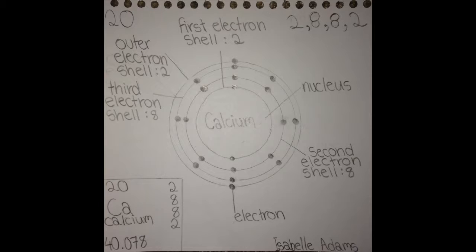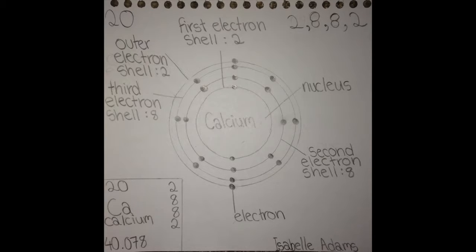Calcium has a first electron shell with 2 electrons, a second with 8, a third also with 8, and an outer electron shell with 2. All the elements within the group are very similar, being that they all have a nucleus, a first shell with 2 electrons, and an outer shell with 2 electrons. This is why they belong to Group 2.